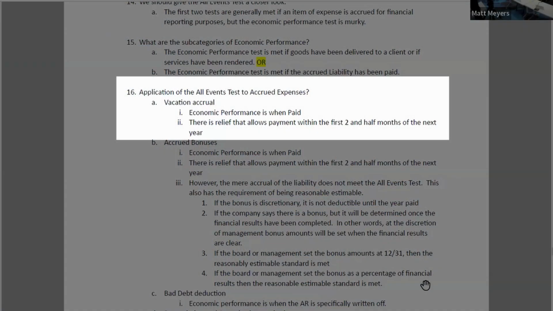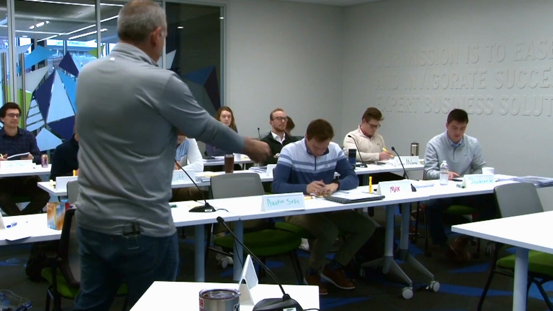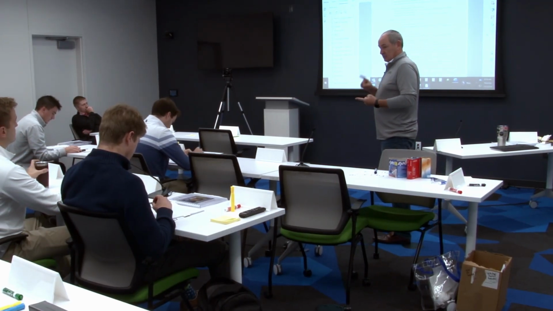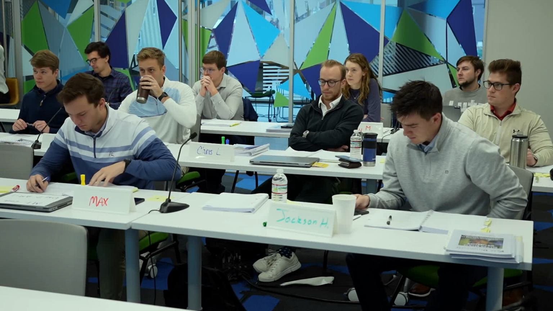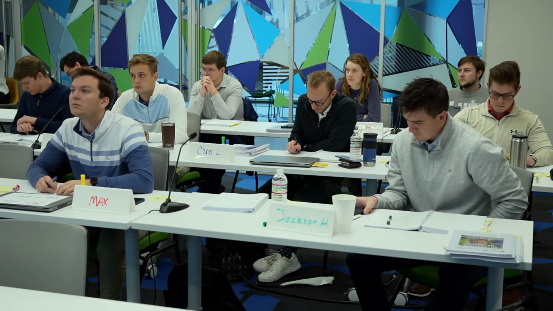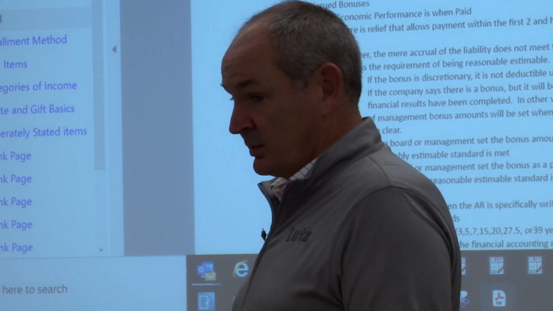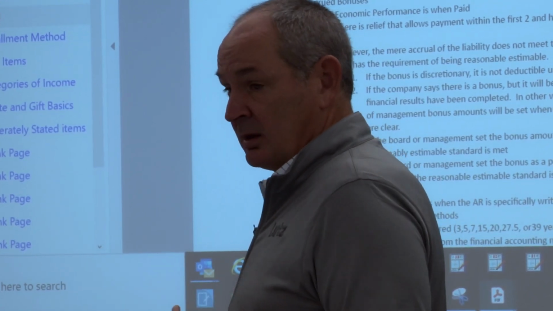What's 16 say, Matt? 16 says application of the all events test to accrued expenses. So you have your vacation accrual, economic performance is when paid, and there's relief that allows payment within the first 2.5 months of the next year. Okay, so specifically with accrued vacation, it says all events. You know what your vacation accrual is at the end of the year. It's a fixed liability because we know what it is. We owe it to you. If you leave the company, I think Nebraska requires us to pay you that out. So it's a known liability that we have to pay.